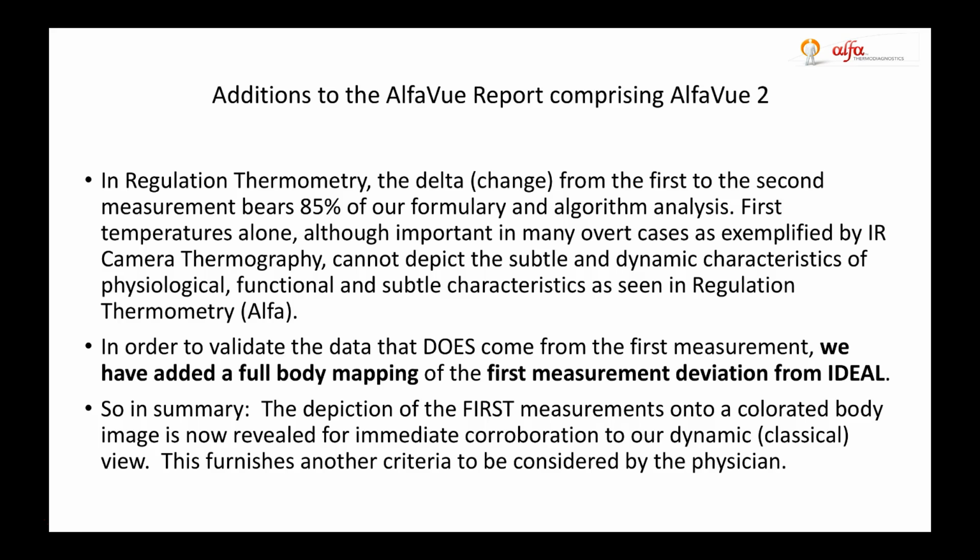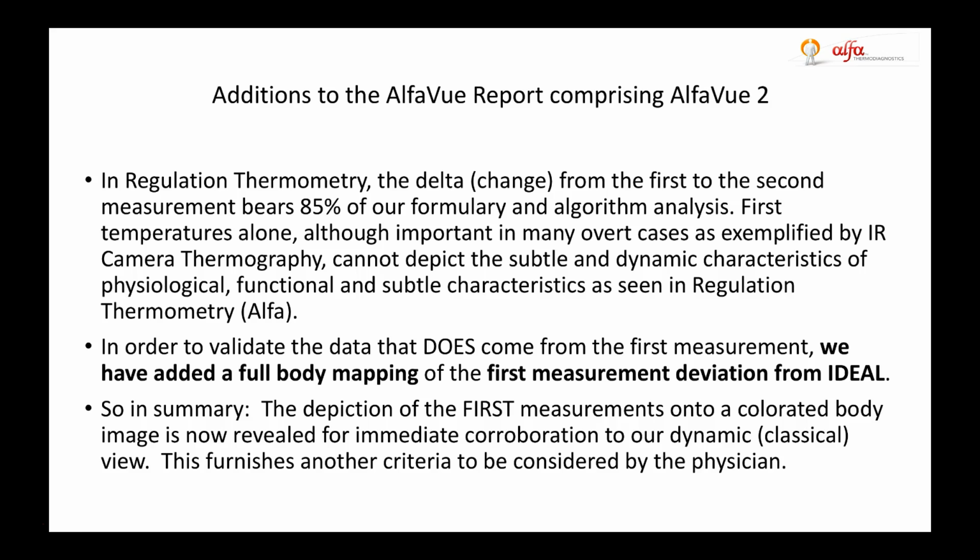And then we have our same data page. So in our additions, we have the delta change from first to second. That's 85% of what's important in regulation thermography. The first temperatures alone are just like the infrared camera, but the infrared camera, because it doesn't see the dynamics and then turn them into mathematical values and then use them through algorithms, they are missing much of what we can finally discern. In order to validate the data does come from the first measurement, we have added a full body mapping of the first measurement.